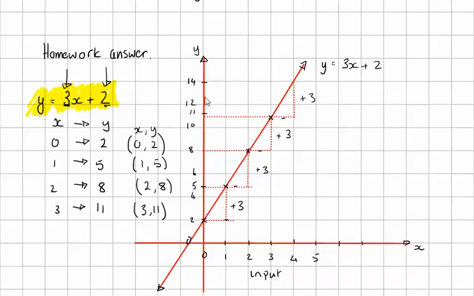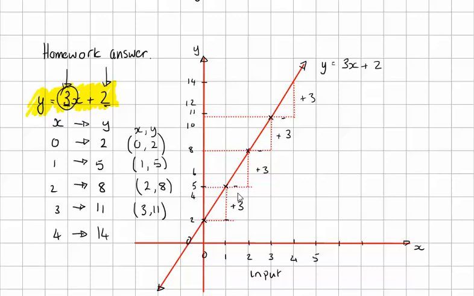Is that 14? Well, let's just check as well. The input for that point is what? 4. So 4 times 3 is 12, plus 2 is 14. So it looks like the plus 3, this 3 here, maybe that's what it goes up by each time. As you go up one on the input, as you go up a new input level, the output is 3 bigger than the last one.